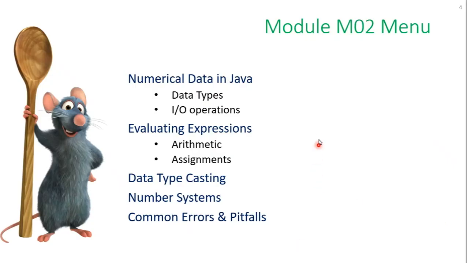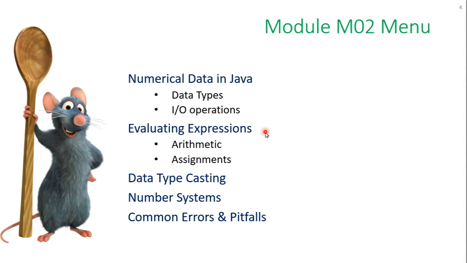The detailed menu for the module. So we're going to talk about numerical data types in Java. So as we cover the numerical data types in more details, we're going to define them, and we're going to cover also the I/O operation that go with them. So mostly how to use a scanner, for example, to read different types of floating point number or different types of integer. Then we're going to talk about evaluating expressions.